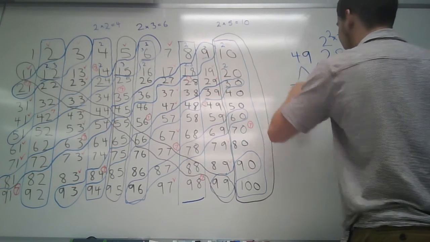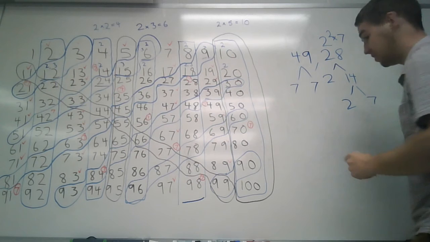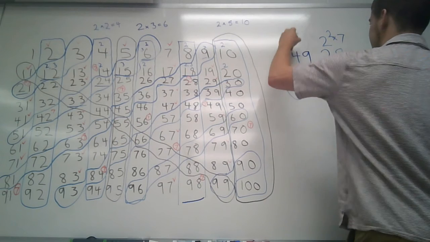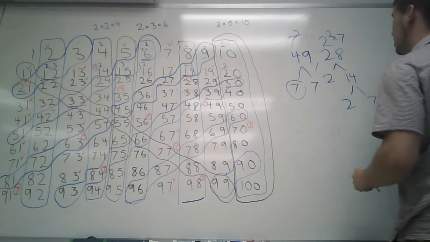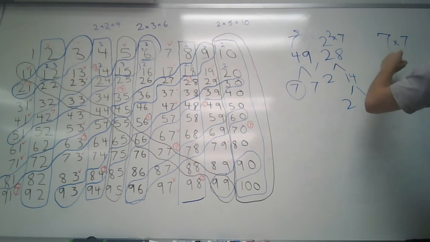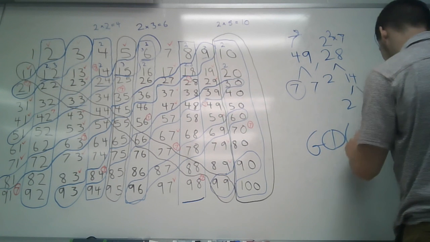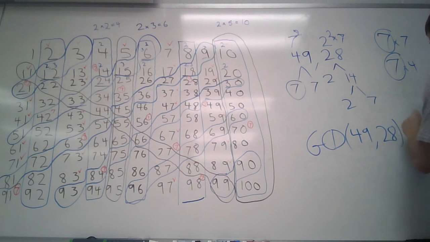49 breaks down to 7 because it's a multiple of 7 right here, and we have another 7. These are both prime. So let's go ahead and say 49 is 7 squared. The only factor that they share in common is one copy of 7. So right here, let's take that one away and take that one away and have 7 times 7 versus 7 times 4. The greatest factor that they share is 7. So the GCD of 49 and 28 is 7.